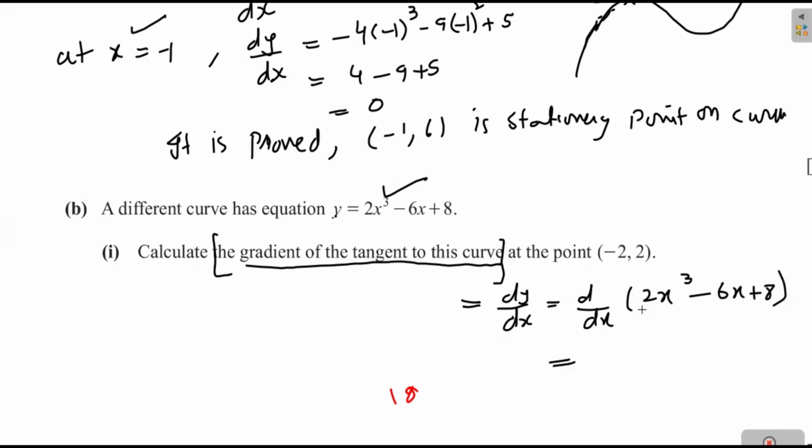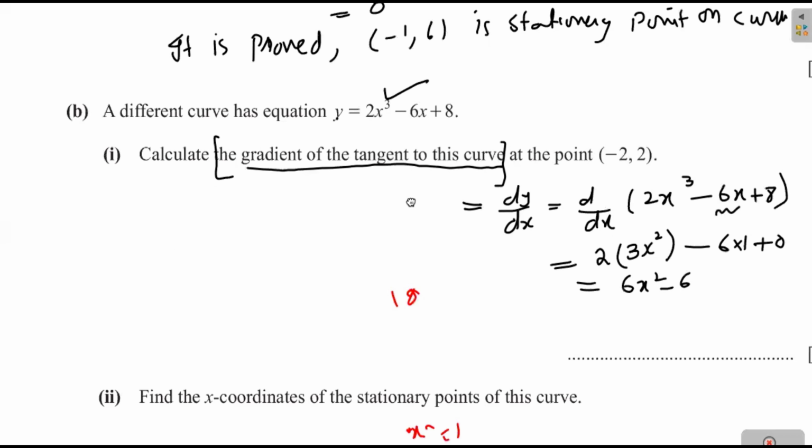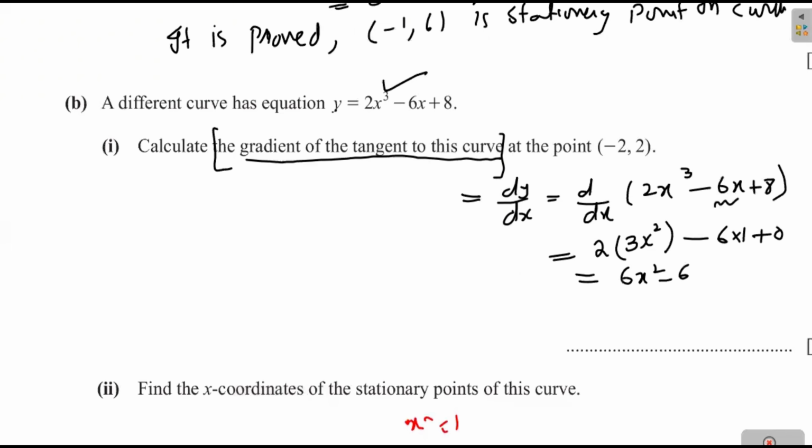The derivative of 2x cubed will be 2 into the derivative of x cubed, which is 3 into x power 2. And the derivative of -6x will be 6 into 1, because the derivative of x is 1. And the derivative of 8 will be 0 because it is a constant. Now we can write 6x squared minus 6. This is the dy/dx.